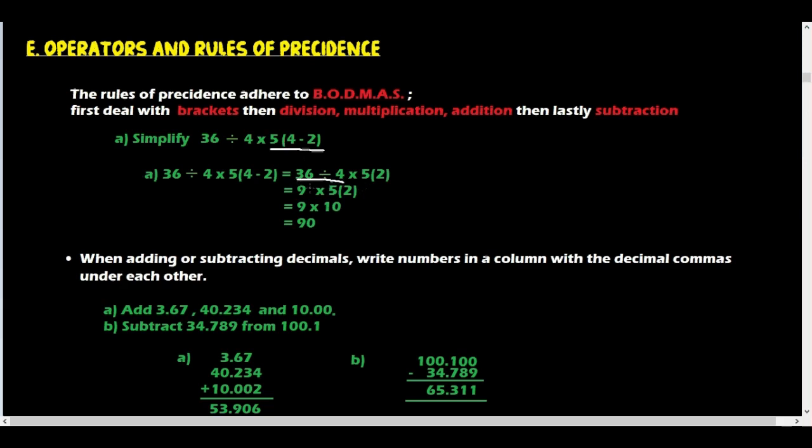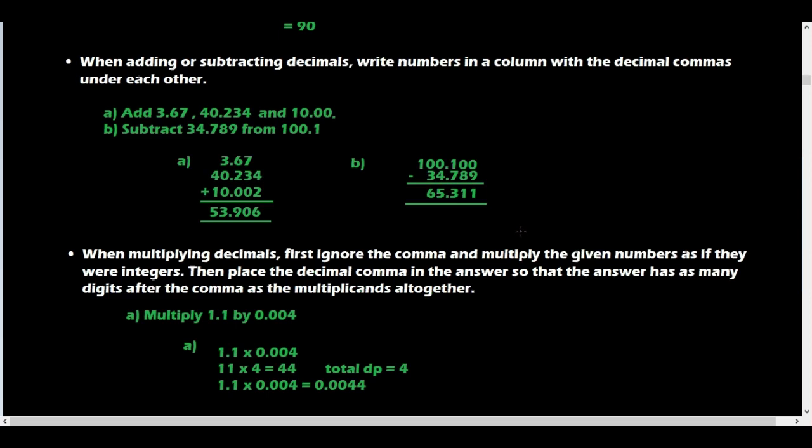Then we move over to division. 36 divided by 4, we get 9. Then we go to multiplication. 5 times 2, that's 10. Then again we still have another multiplication. 10 times 9, that's 90.